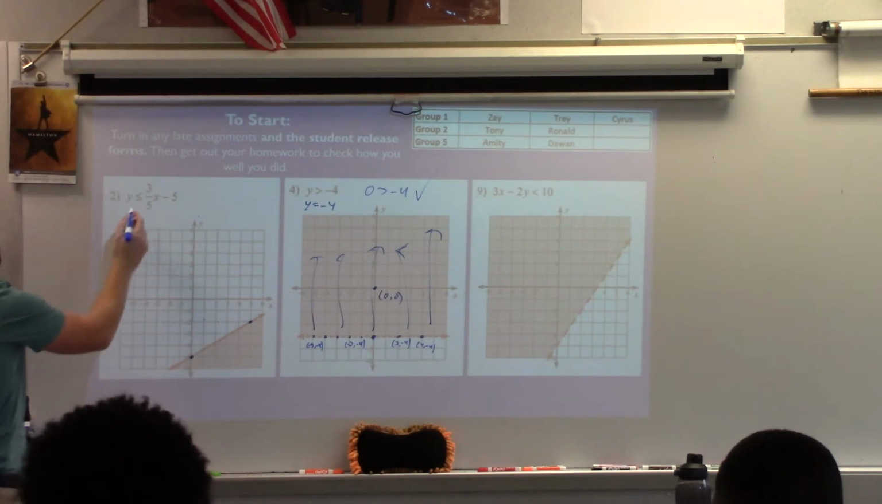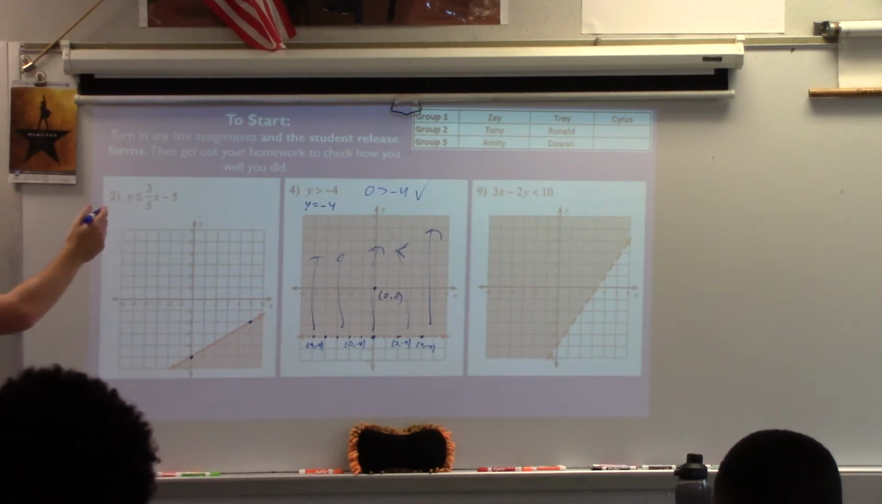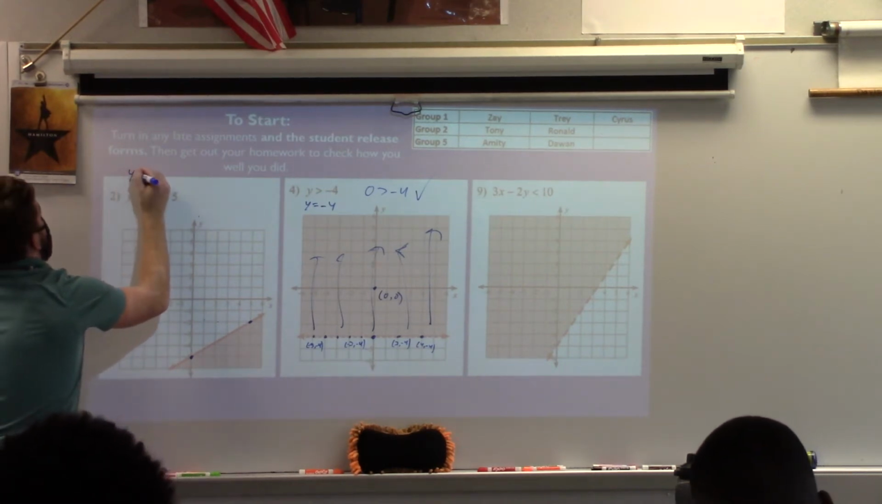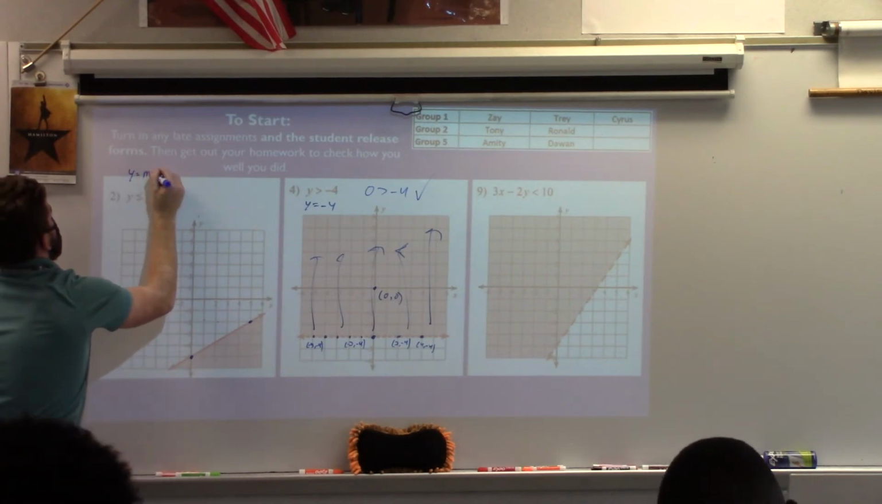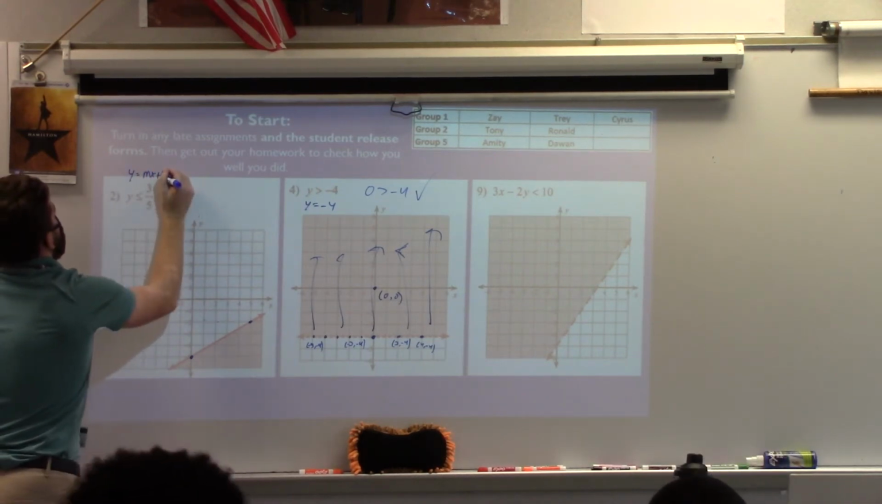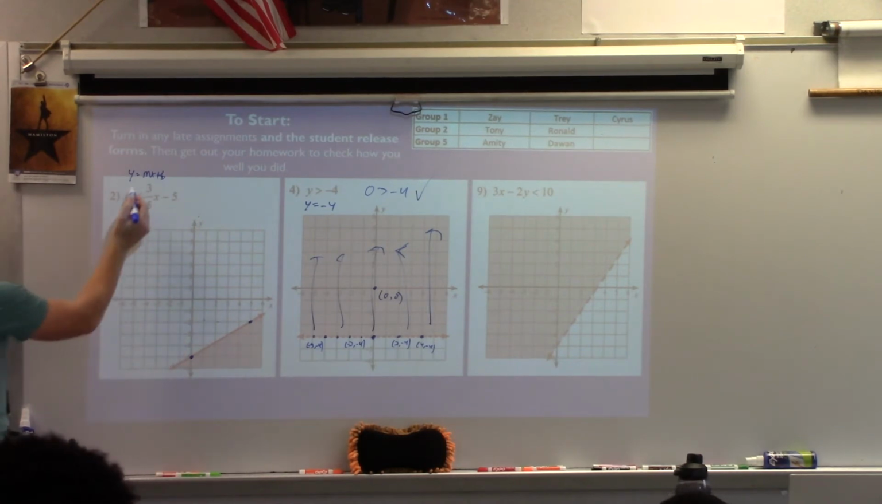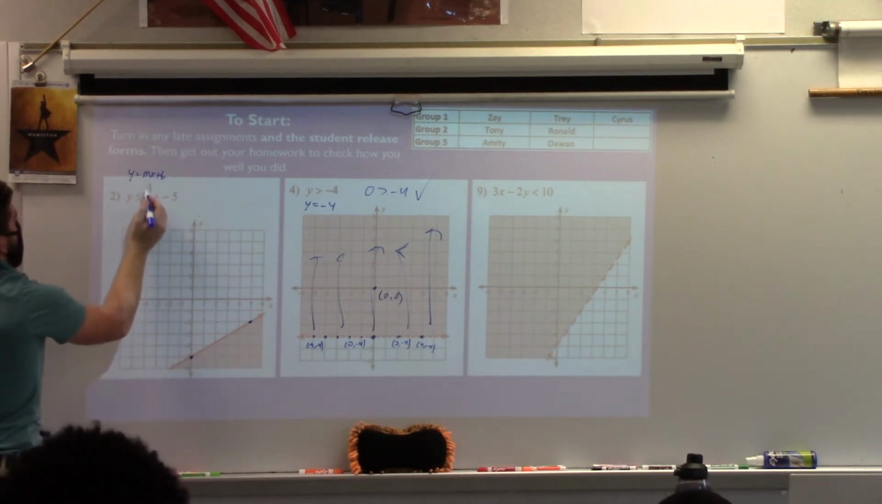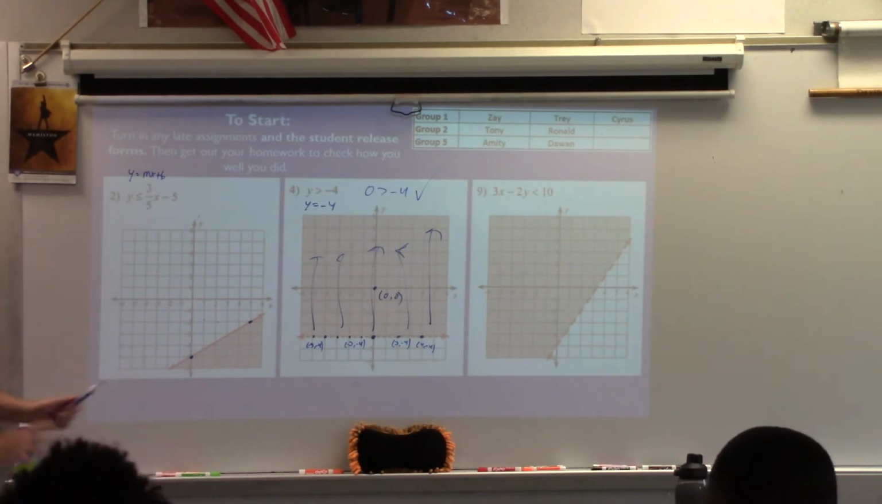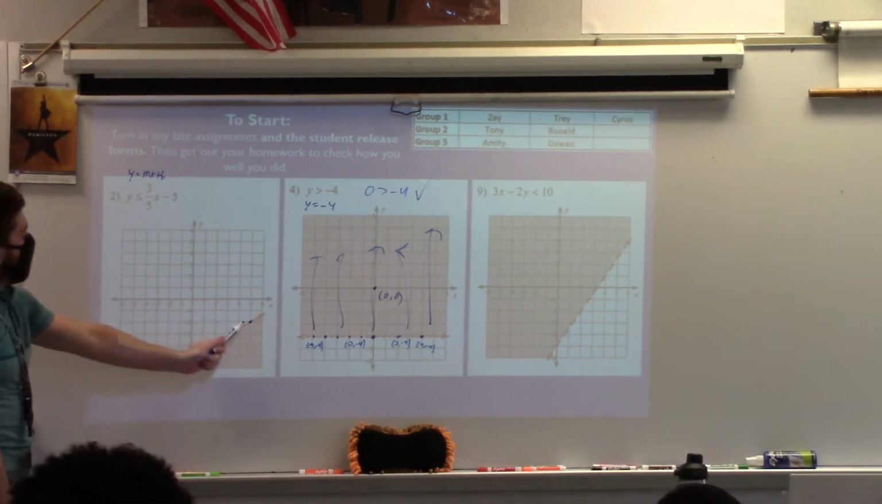So what form is this in? Slope intercept, which is y equals what? mx plus b. So your b, or your y-intercept, is at -5, right? And your m, like I said, is rise divided by run, or 3 divided by 5. So up 3, to the right 5.